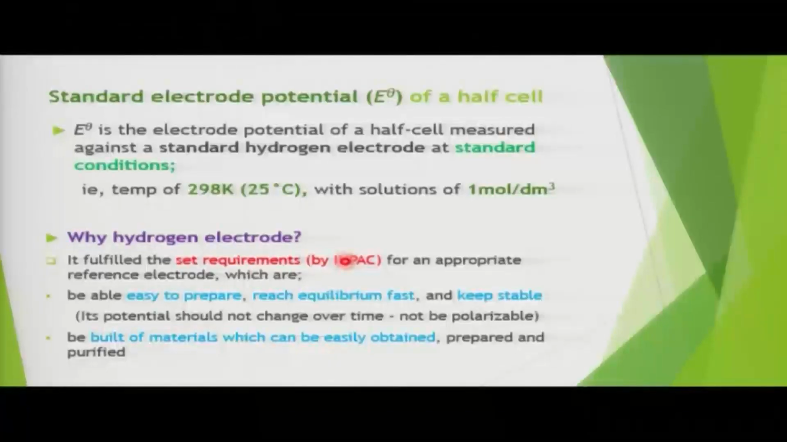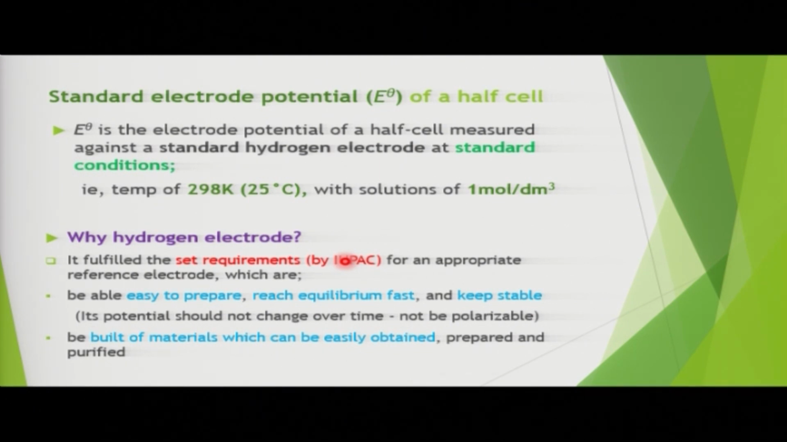The second requirement was it should be built of materials which can be easily obtained. Hydrogen is easily obtained from natural gas or the oils which are surrounding us. We are surrounded by the natural gas, so you can get hydrogen from there, so hydrogen is easily obtained. And in that way, those two made hydrogen a reference electrode and be given a potential from which the rest can be compared to.